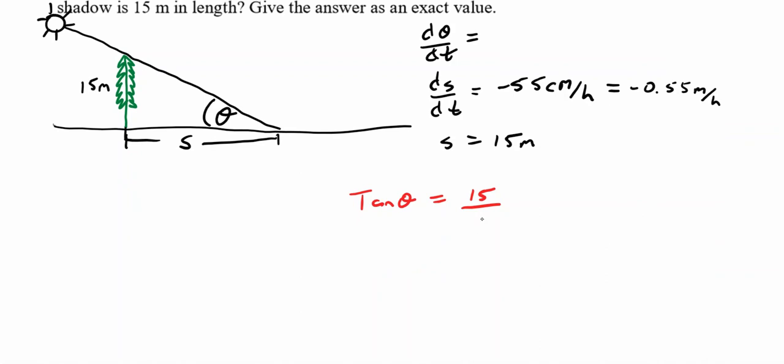Okay, so that should be good. What would you guys do now if we're going to take the derivative of this? One thing I'm going to do first, though, let's write this one more time: tan theta is equal to 15 times S to the negative 1, just to get it ready.